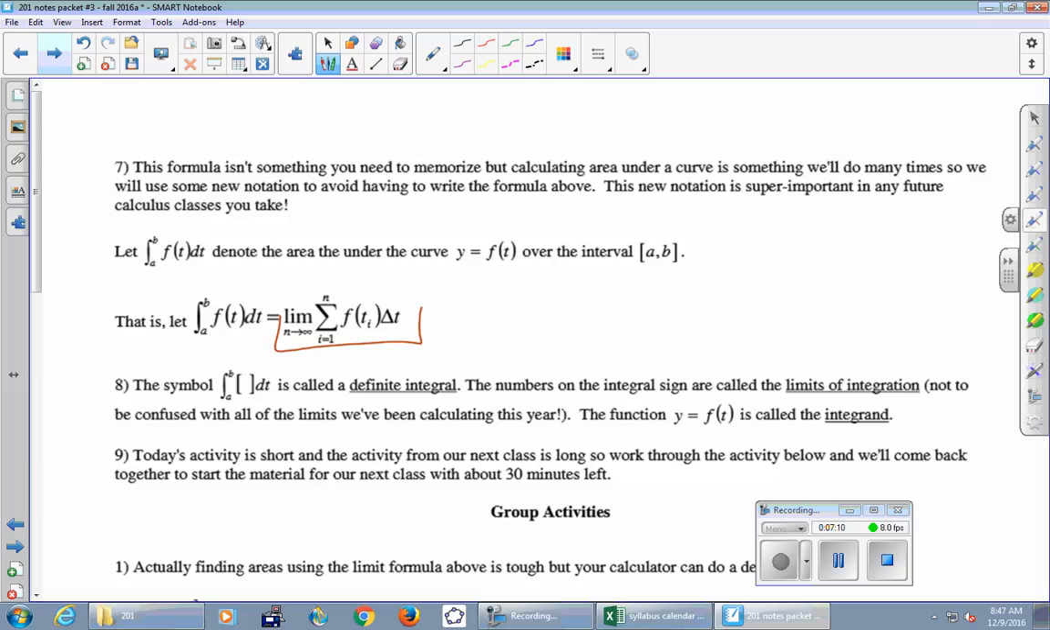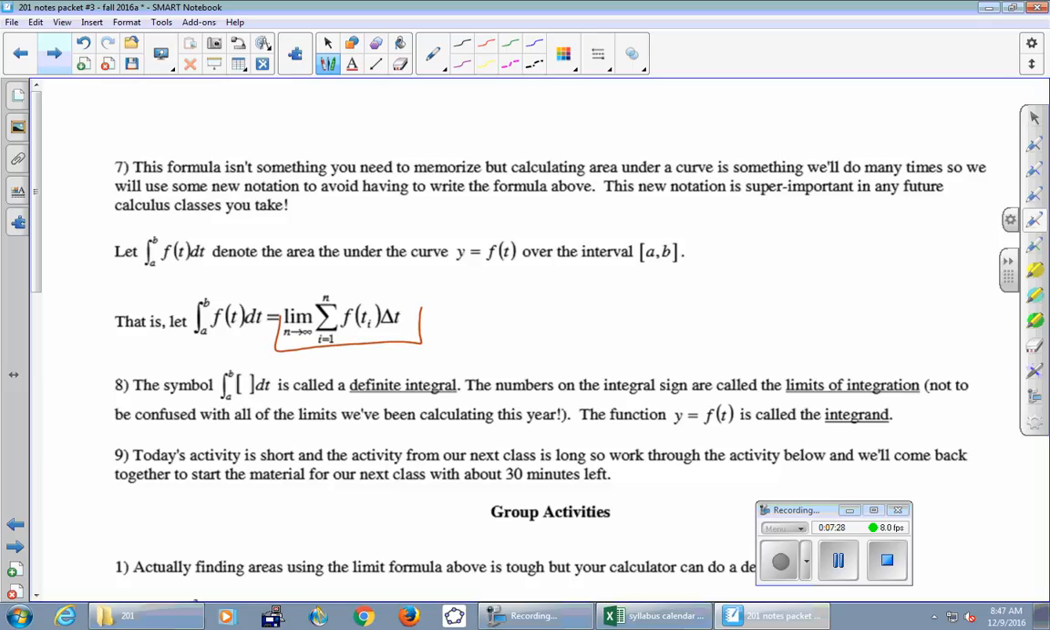We've got this crazy symbol here. Let that symbol denote the area under this curve over the interval [a, b]. So that brand new symbol, which doesn't even have a name yet, just represents area under the curve f between a and b, okay?